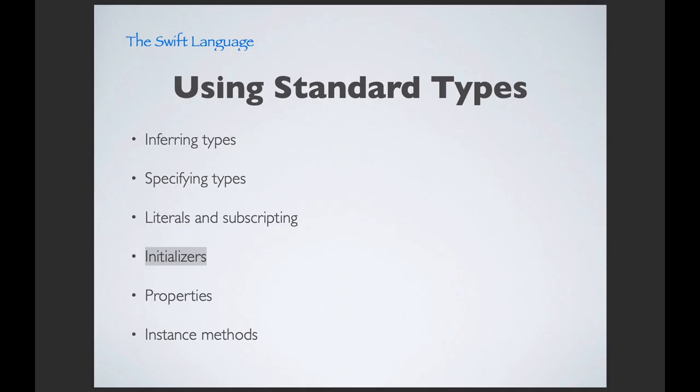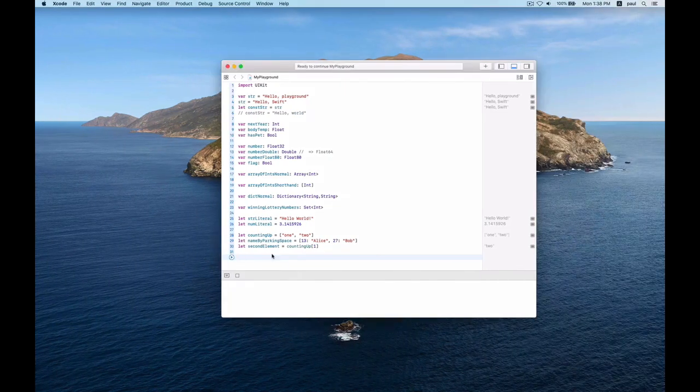Initializers. You can create a new instance using an initializer. You use the type name followed by a pair of parentheses and, if required, arguments. For example, to create a set, you can use the Set initializer that accepts an array literal.